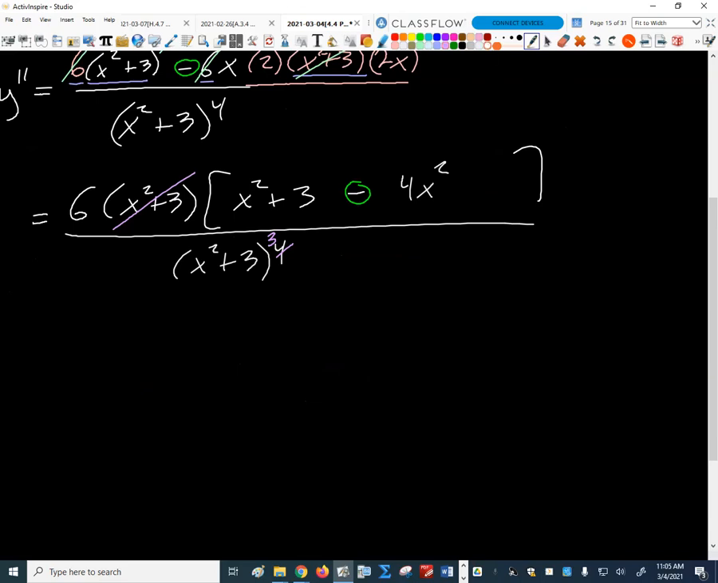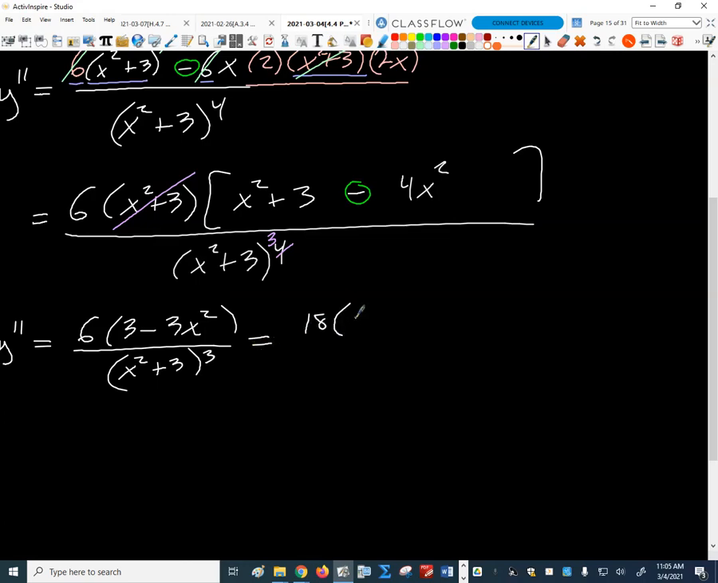And so I end up with y double prime equals 6. That's gone. I could compress this all into a single factor. I get 3 minus 3x squared divided by x squared plus 3 quantity cubed. And I can even pull another 3 out front if I want to, right? So I get 18 times 1 minus x squared divided by x squared plus 3 cubed.